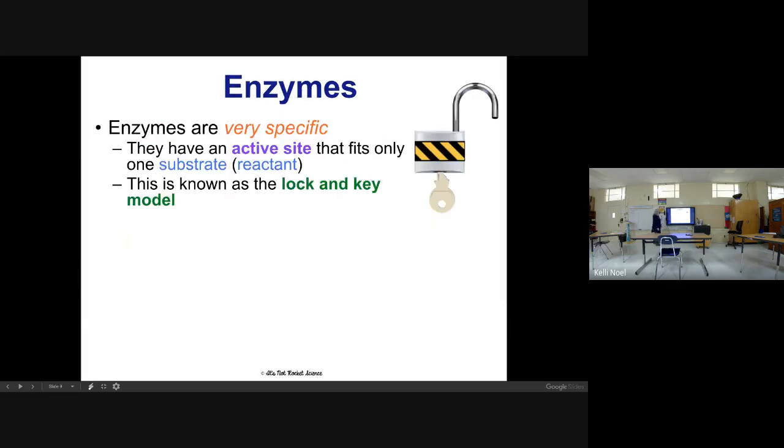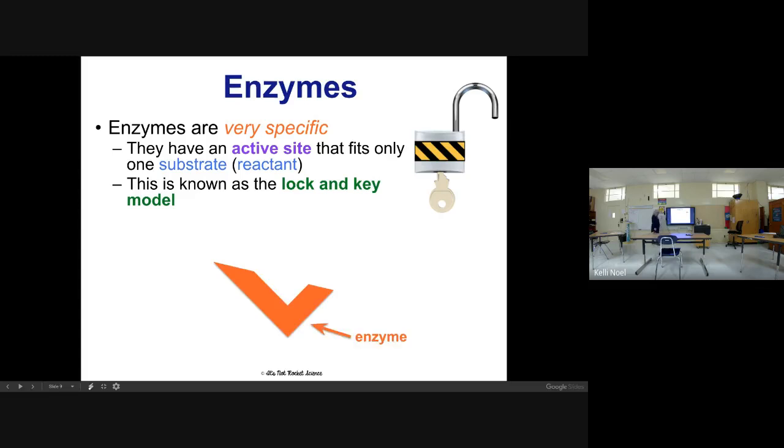All right, so we compare enzymes to a lock and key because enzymes are very specific to the reactant that they will combine with. So a lot of times we'll just call it the lock and key model. Again, it's like a puzzle piece. So the enzyme would be like a key that fits into a certain substrate. It fits in the active site, and it will unlock or do whatever it needs to do for that reactant.